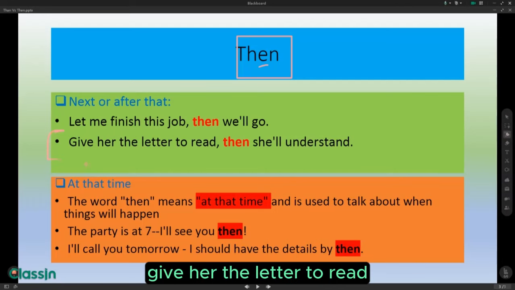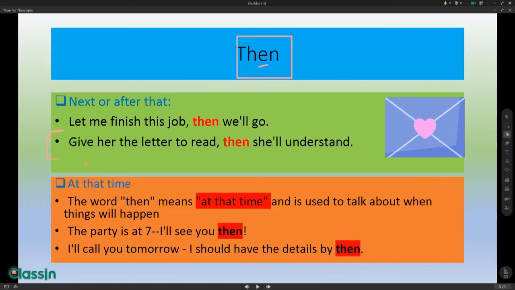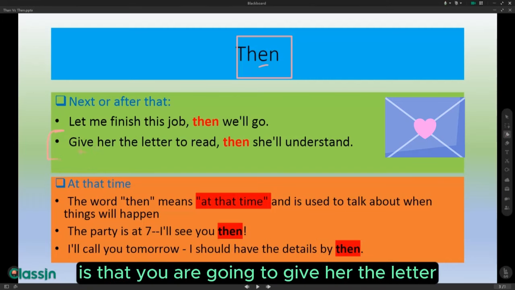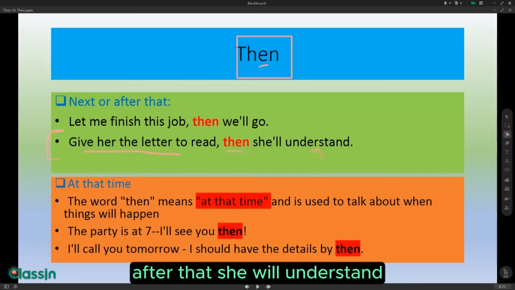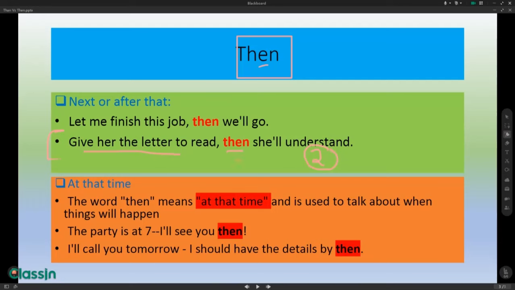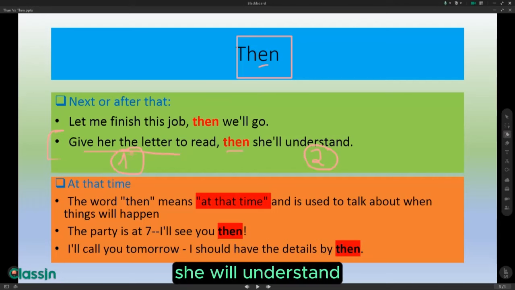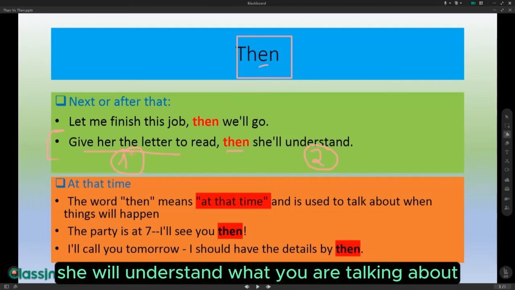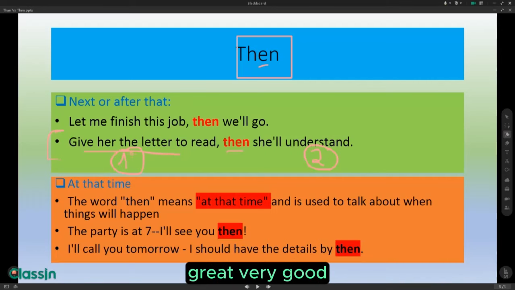Give her the letter to read, then she'll understand. So the first event here is that you are going to give her the letter. You will give her the letter, and after that, she will understand. So this is the first event. You give the letter, and after you give the letter, she will understand. She will understand what you are talking about because she's going to read the letter, of course. Great. Very good.